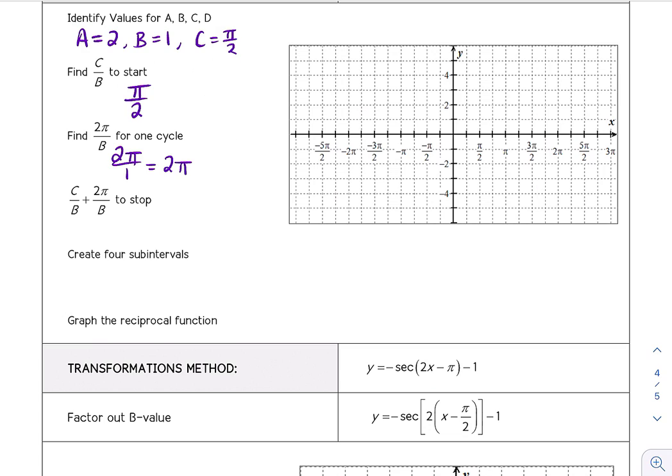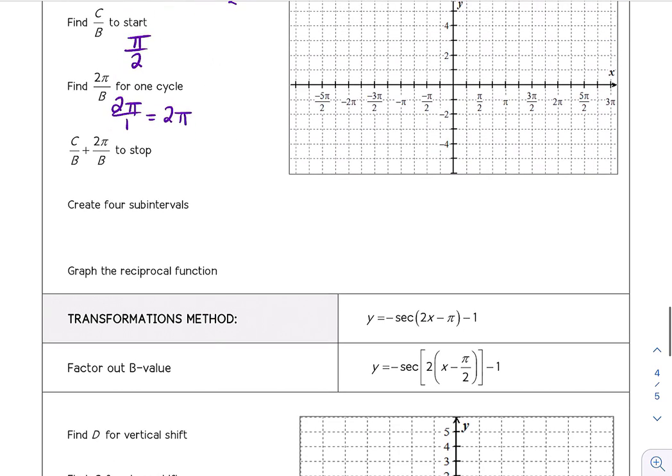And then next up, in order to make sure that we incorporate a full cycle of this, we are going to take our start, our pi over 2, and then the full cycle of 2 pi, and we're going to add those together. So C over B plus 2 pi over B. This is going to tell us where to stop, and we're going to start at C over B.